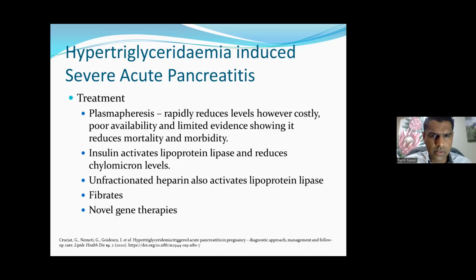Medical treatments would include insulin, which activates the lipoprotein lipase, and it reduces the chylomicron levels by that enzyme activation. Unfractionated heparin also has the same effect. One could also use fibrates, and now there's novel gene therapy, which includes mRNA-related therapies.